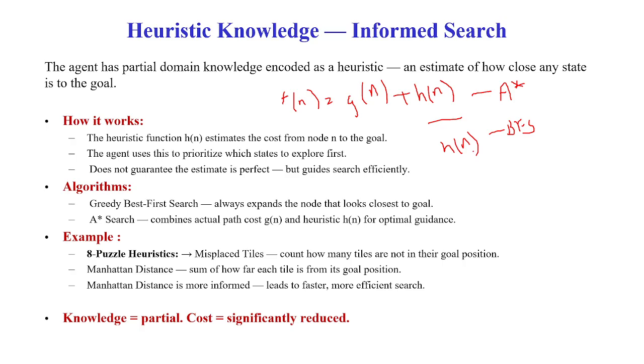Okay. So this heuristic will help us estimate the cost from node n to the goal node. So the agent uses this heuristic value to prioritize which state to explore next.